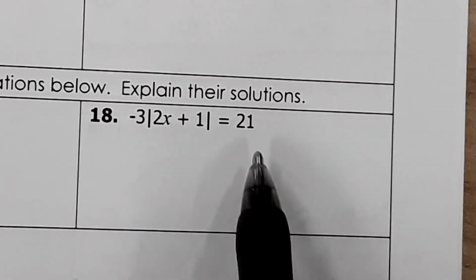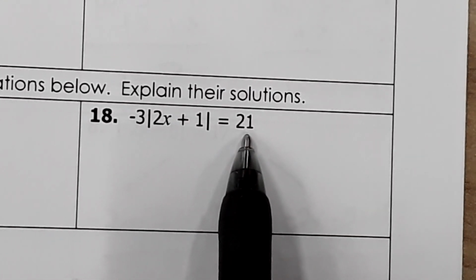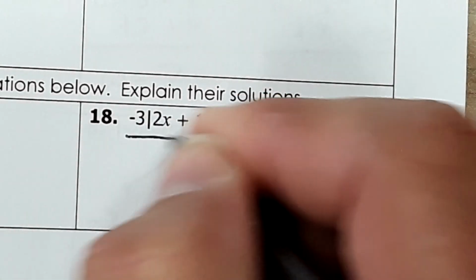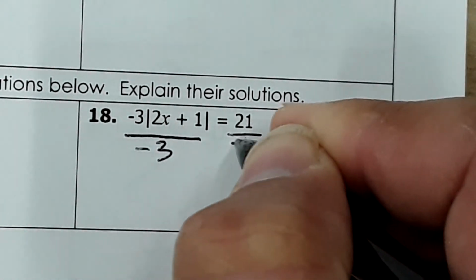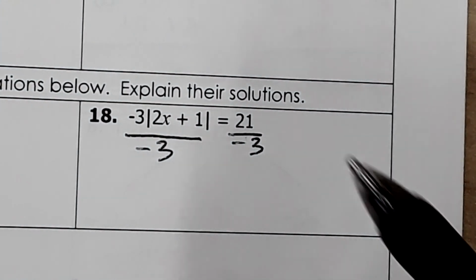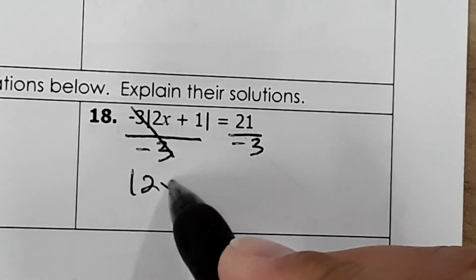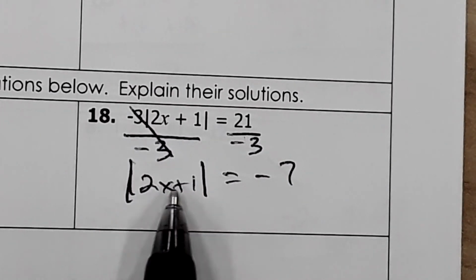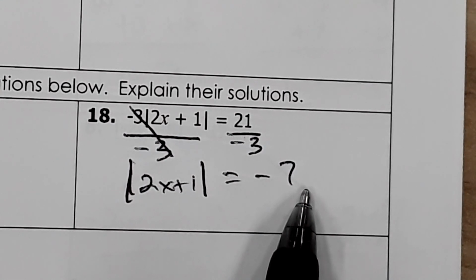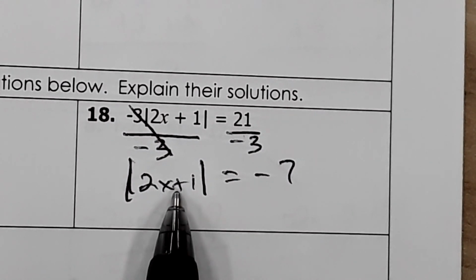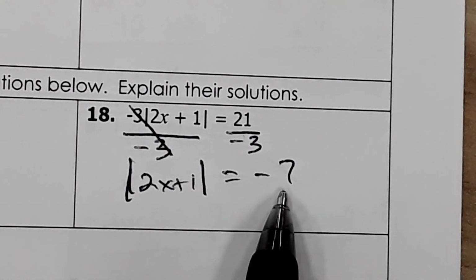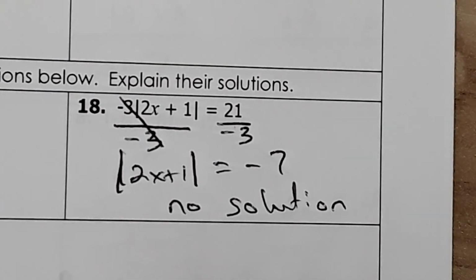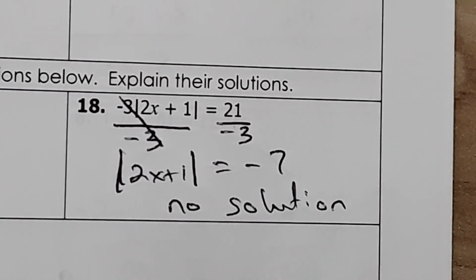Over here, okay, this is a positive number, so I'd be tempted to solve that. However, I have this negative 3 that's outside the bars. I need to get rid of the negative 3 by dividing. And now I'm left with the absolute value of 2x plus 1 equals negative 7. But remember, the absolute value of anything can't be negative. So no matter what I put in here, the absolute value of anything has to be a positive number, and this says negative. Guess what? There's no solution. Okay? Absolute values have to be positive.